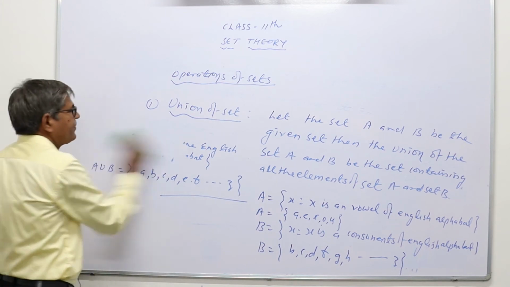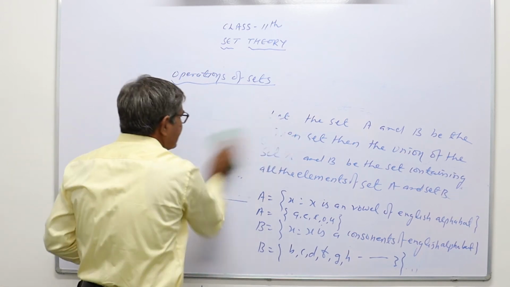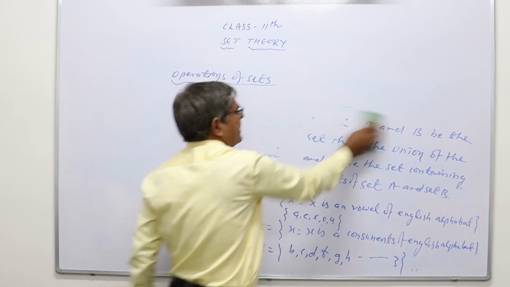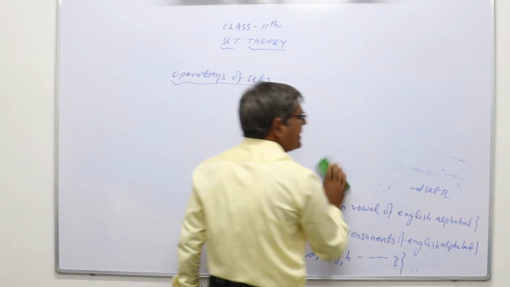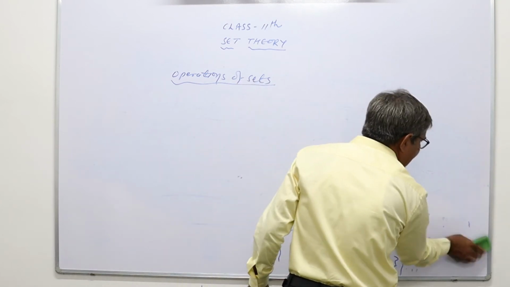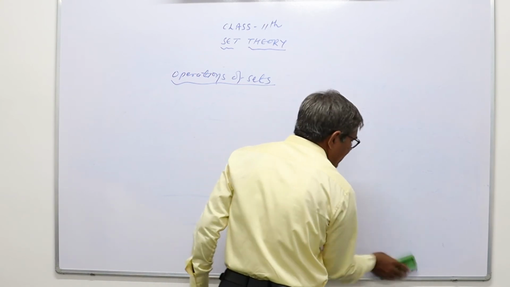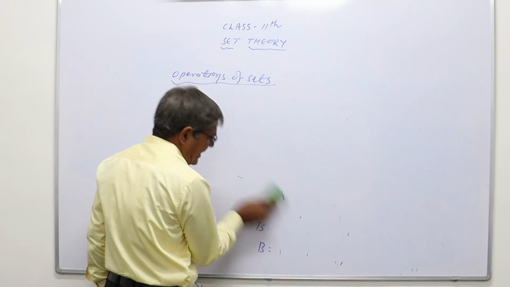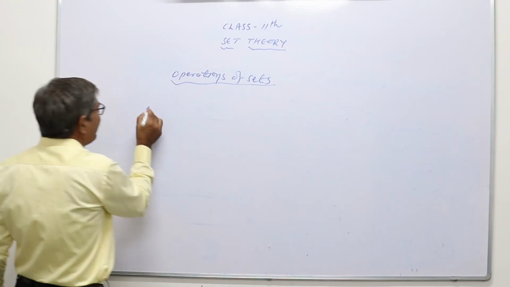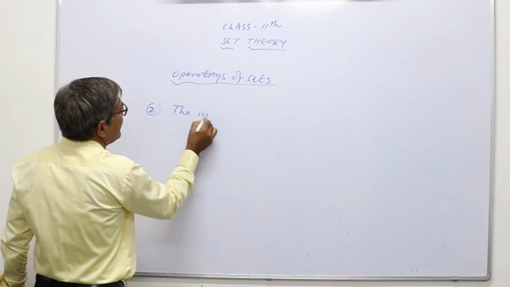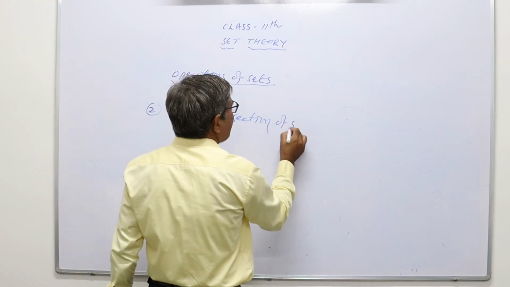Now next one, intersection of sets. Intersection means if we are given two sets and we have to find the intersection, we have to find those elements which are common in the given sets. So the second operation is the intersection of sets.